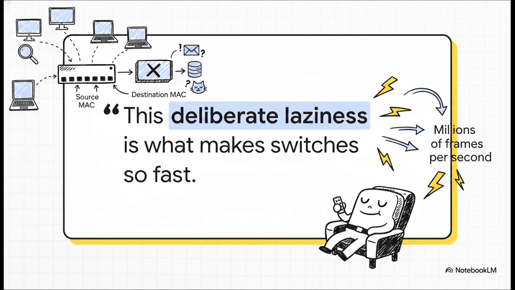It doesn't care if you're sending an urgent email, a database query, or a funny cat video. This deliberate laziness, this strict separation of responsibilities, is exactly why a modern switch can process millions of frames per second without breaking a sweat.